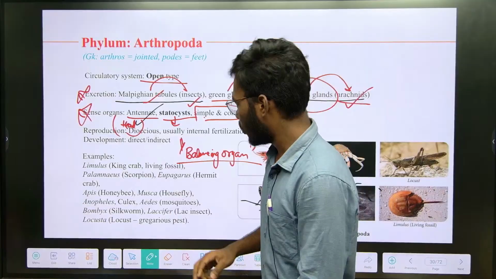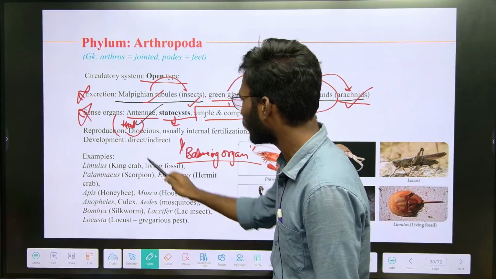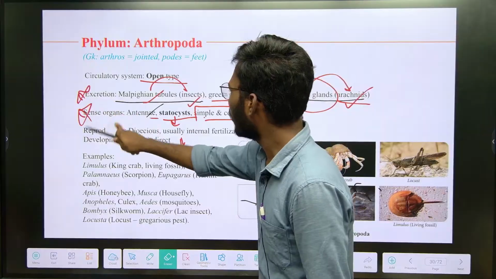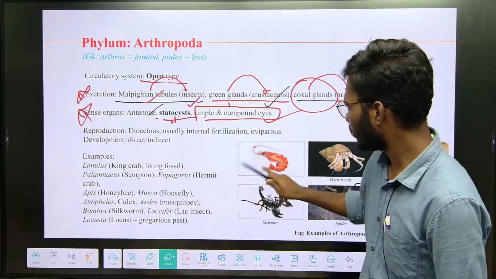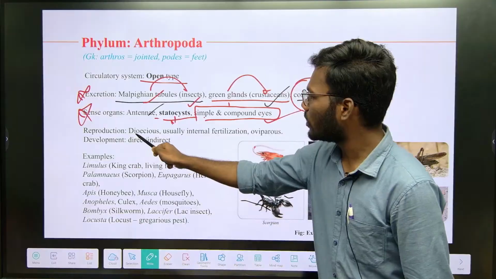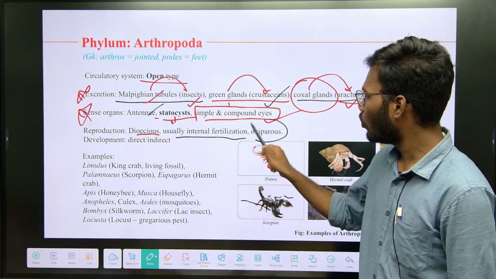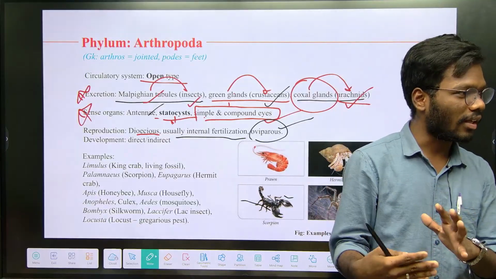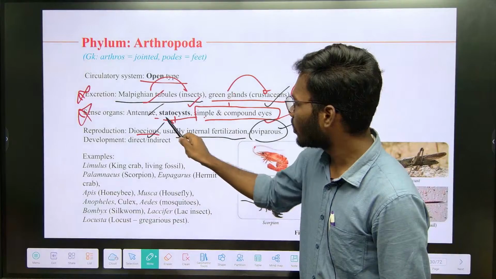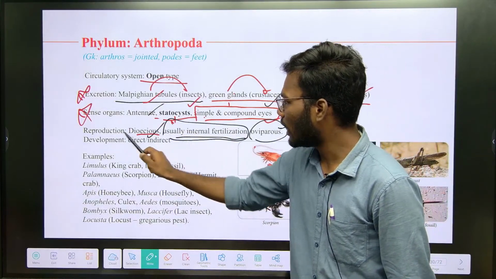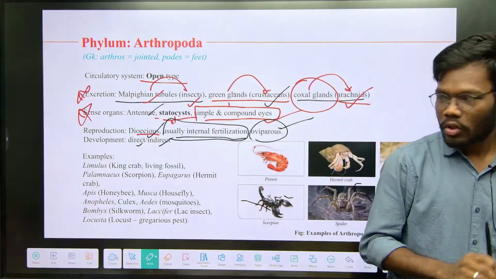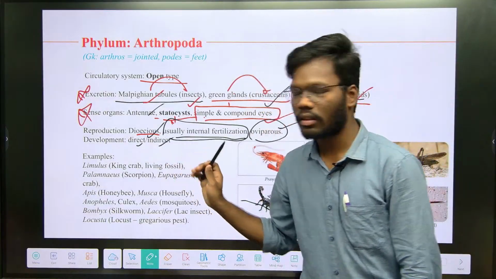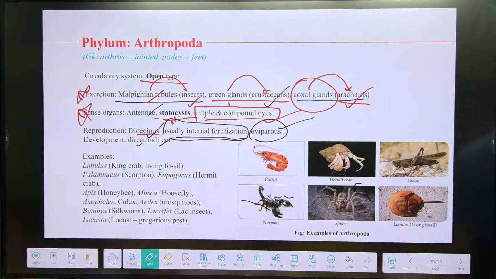Coming to reproduction: reproduction is dioecious, usually internal fertilization, oviparous. Do you know about oviparous? The animals which lay eggs. Dioecious and usually internal fertilization. Development is direct or indirect. If it is direct, it's okay. If indirect, there are many larval stages. For a butterfly, for example, there is a larval stage. There are many larval stages in Arthropoda.